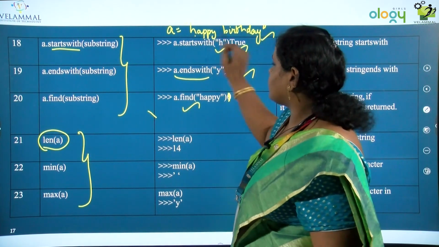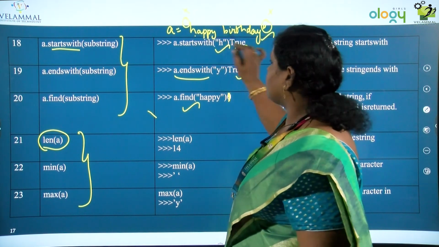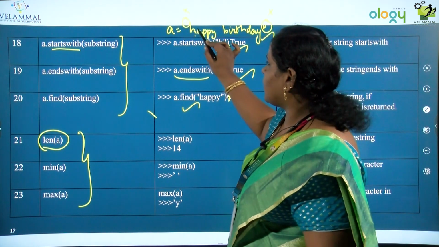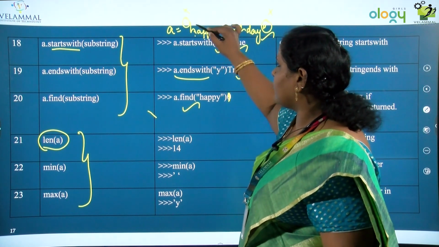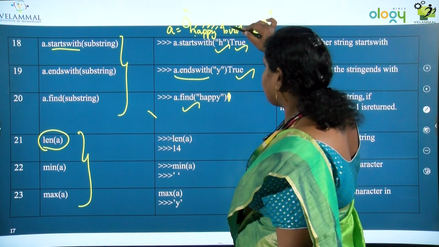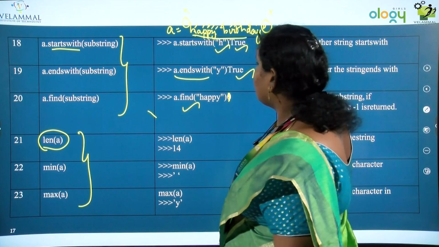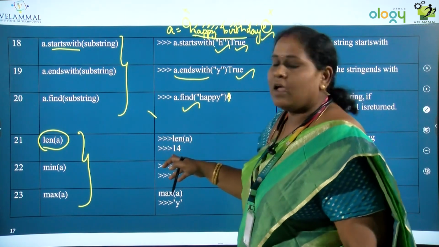Here this is a string, so you should not count the quotation marks. Without this you will be counting it. So H 1 2 3 4 5, even the white space will be counted 6 7 8 9 10 11 12 13 14. So 14 is the length you have got over here.